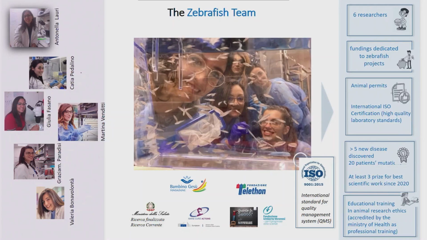We were recently certified as a zebrafish laboratory with a high standard of quality in research for the hospital standards. We have different protocols ongoing, different projects, and dedicated funding, including the Teleton one that I will present here now. Since last year, we also launched educational training that is officially recognized by the Ministry of Health. This is very important because how animal models are used to achieve research is really important. So now we are offering theoretical and practical courses that will enable researchers in Italy to work officially with this animal model and start their own lab.